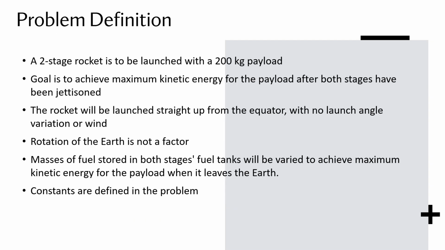So our problem statement is a two-stage rocket is to be launched with 200 kilogram payload and the goal is to achieve maximum kinetic energy for the payload after both stages have been jettisoned. The rocket will be launched straight up from the equator, disregarding the launch angle variation, wind, and the rotation of the Earth. The mass of fuel stored in both stages' fuel tanks will be varied to achieve the maximum possible kinetic energy for the payload when it leaves the Earth. So we have to find the maximum fuel for this, keeping it under a $3 million budget.